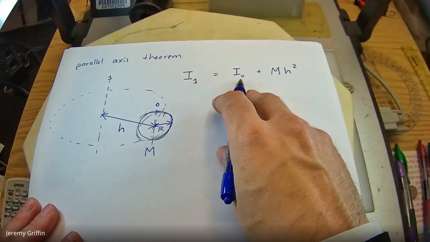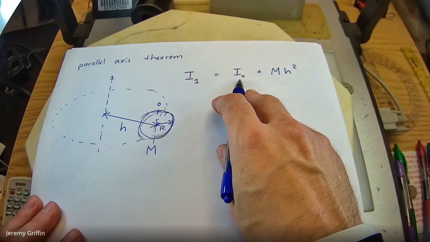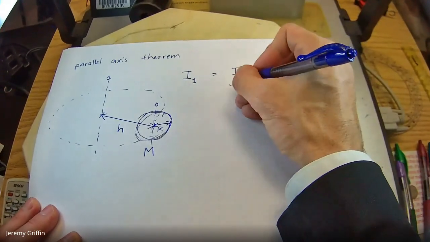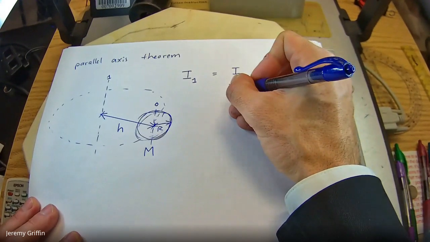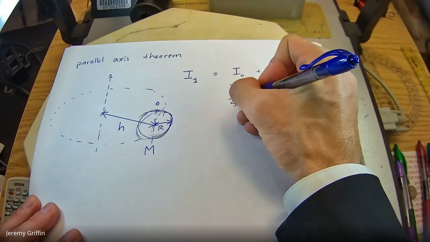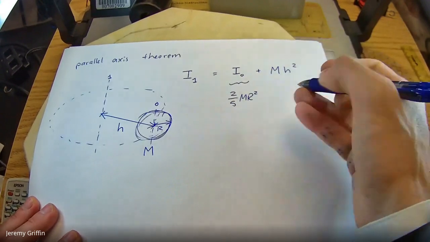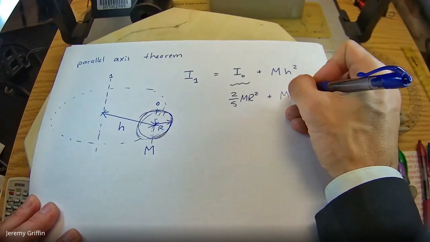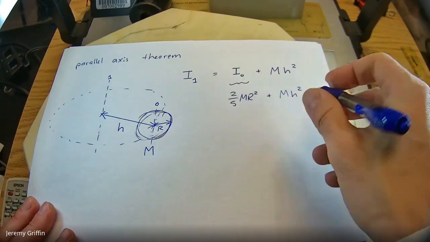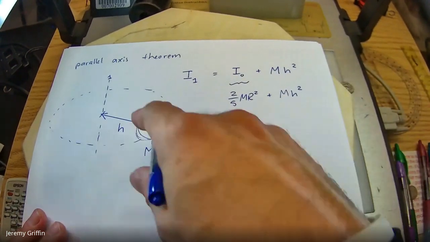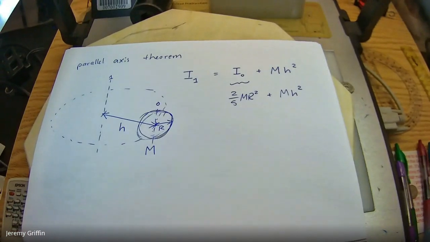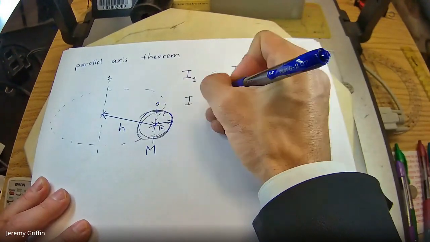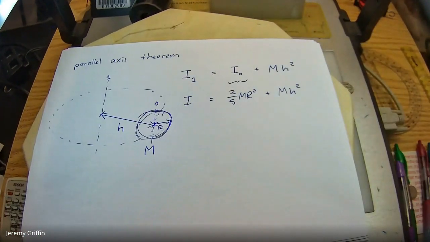So you look up some textbook value, which could be, for example, 2/5 MR squared for just a solid sphere. And then you tag onto that the MH squared, as if it's a single point revolving around this other axis. So I would be equal to that. That's the parallel axis theorem.